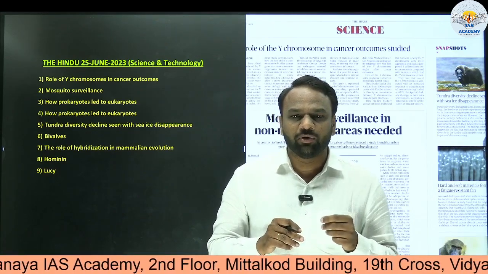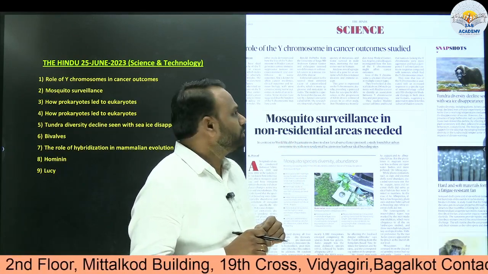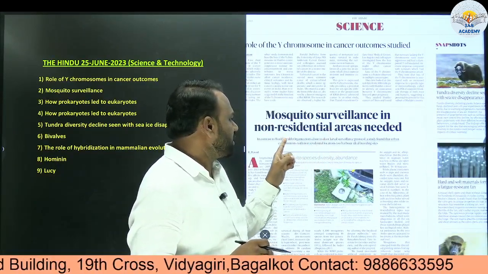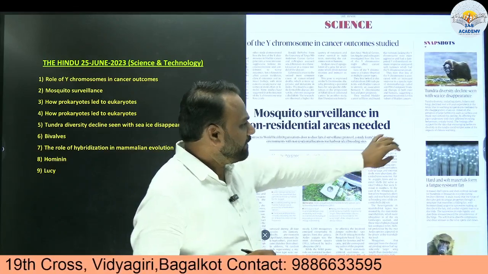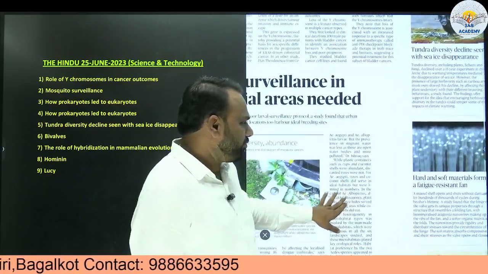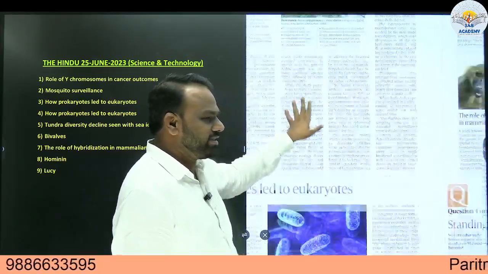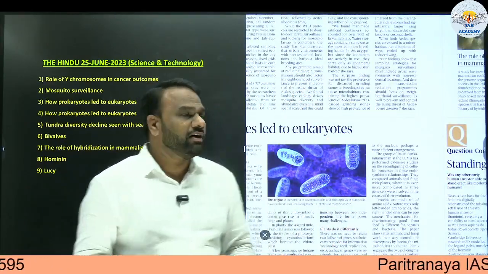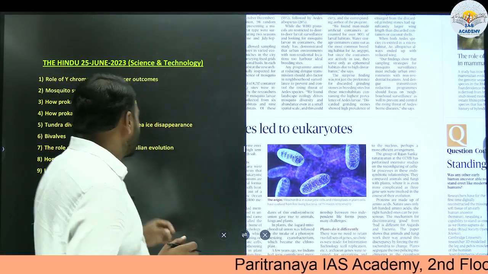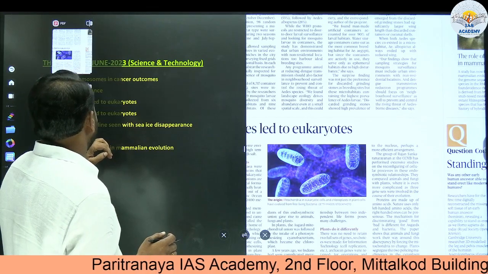So in this video, we'll be discussing the articles which have appeared in the science page of June 25. These are the various articles: the role of Y chromosomes in cancer outcomes studied, mosquito surveillance in non-residential areas needed, tundra diversity decline seen with sea ice disappearance, hard and soft materials form a fatigue resistant fan. These are the articles we will be discussing today. Let us begin with the first article and analyze and understand the things from an exam perspective. The first one is the role of Y chromosomes in cancer outcomes.